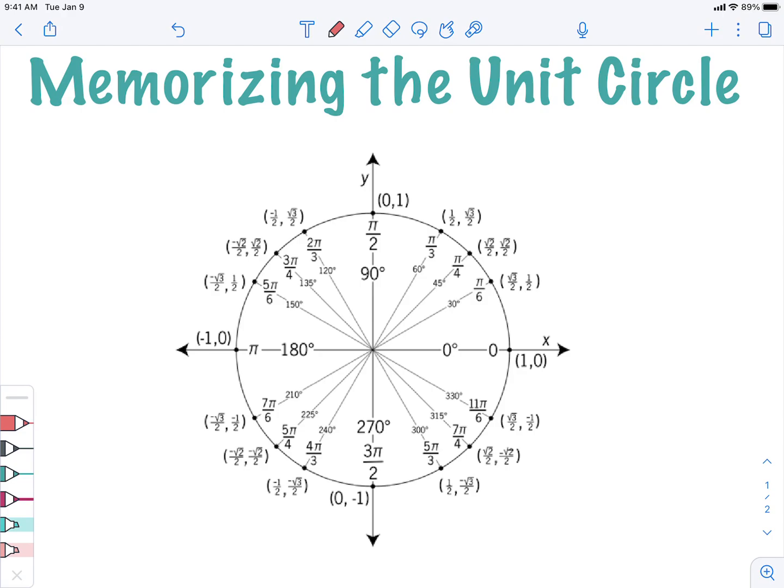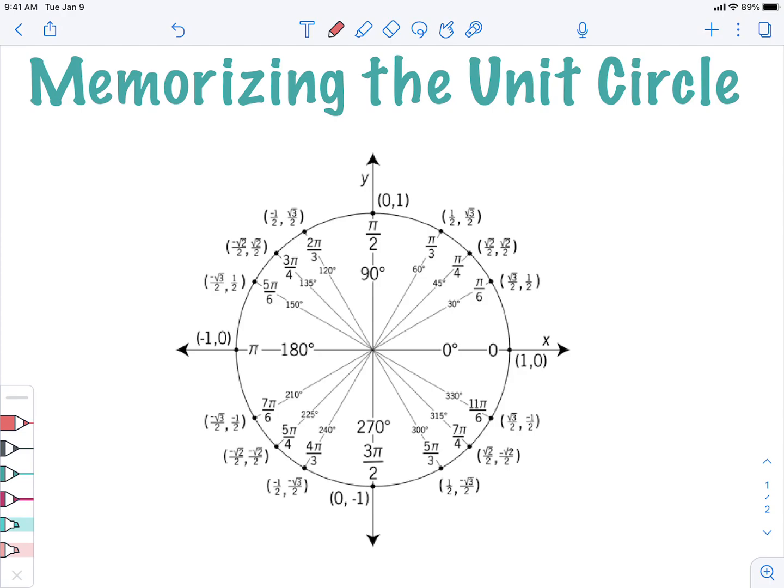At first glance, the unit circle can be pretty overwhelming, especially when you're trying to memorize it. Because again, you're not going to have the unit circle available to you when you're taking a test. You're not going to have it available to you when you're taking the AP Calc exam, if you're planning on taking AP Calc next year.